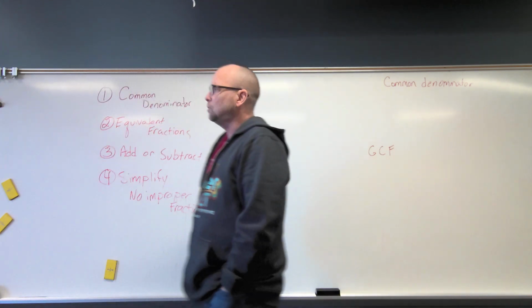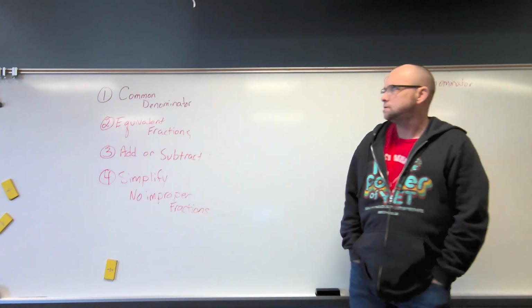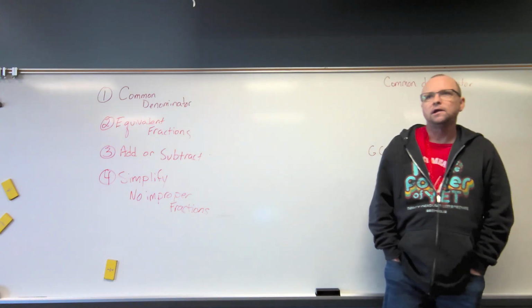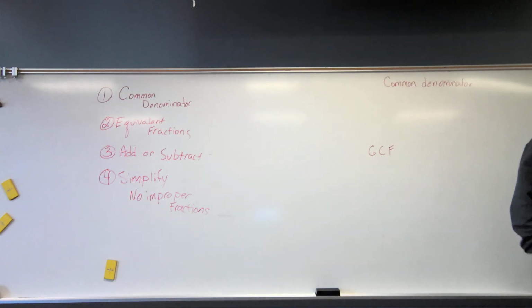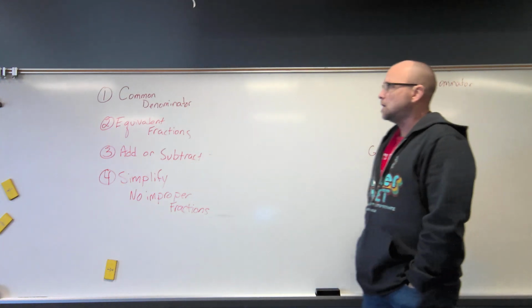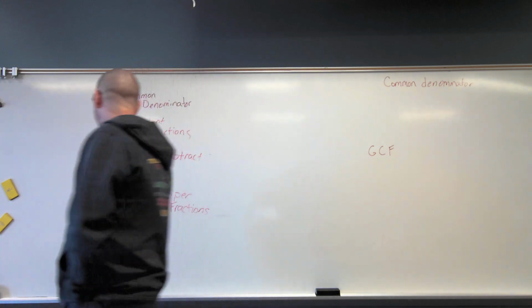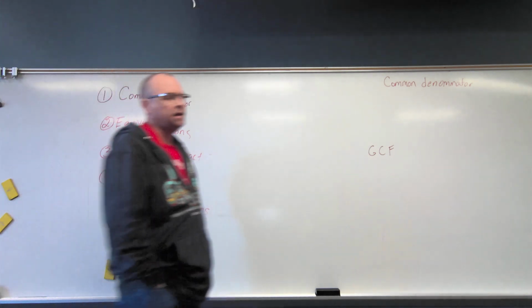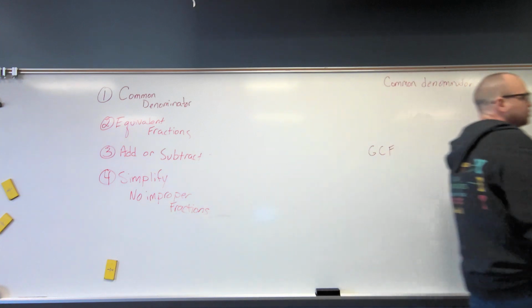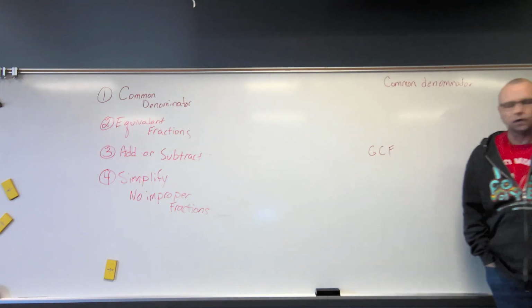I've listed up here what we have to do to add and subtract fractions. First, they have to have a common denominator. You have to find that common denominator without changing the value of the fraction. So then we make an equivalent fraction with that common denominator. Then we add and subtract. Please pay attention to the sign. You don't want to miss a problem when you're doing all the right work. And then we have to simplify. We don't leave any improper fractions. It's really that easy.